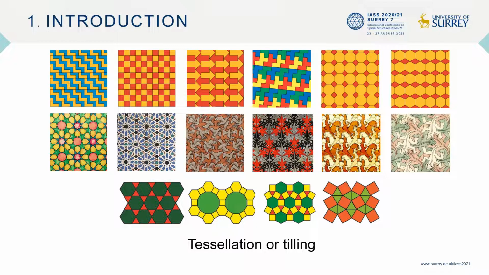At the beginning of my presentation, I would start with a brief introduction about tessellation. Tessellation is the covering of a plane without any gaps or overlaps, using one or more geometric shapes, which are repeated over and over again. These figures show some examples of tessellations or tilings. The individual shapes in a tessellation are called tiles.